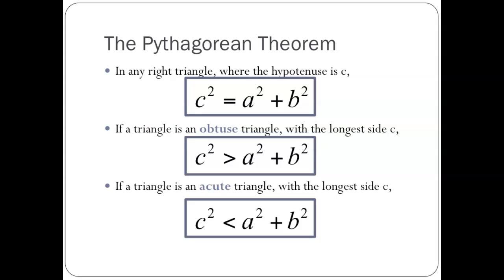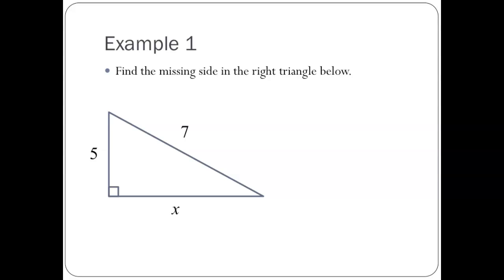Let's take a look at example 1. Find the missing side in the right triangle below. So we see here that 7 is the hypotenuse that is across from the 90-degree angle, so we can go ahead and apply the Pythagorean theorem. So 7 squared is going to equal 5 squared plus x squared, or b squared in this case.